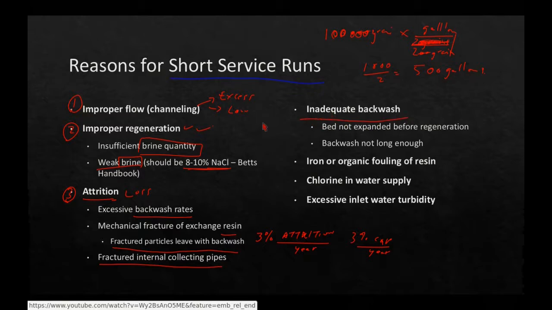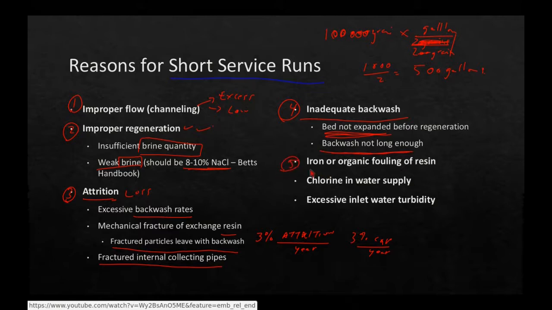Now, this is another biggie here. I'd say this one is right up there with improper regeneration, which is inadequate backwash. You didn't have enough backwash flow, so it did not expand the bed before regeneration and did not expose the beads to the regenerant. Or maybe you didn't backwash it long enough. Maybe the backwash should have been for half an hour and you shortcut it. You're looking for cuts and you did it in 15 minutes. Well, you're not going to get enough exposure of the beads to the regenerant material, to the brine, and so it's not going to get a proper regeneration.